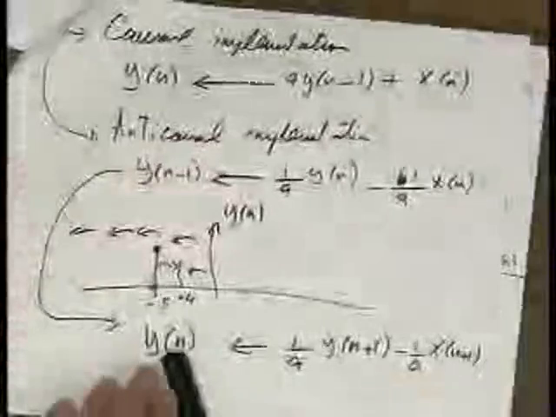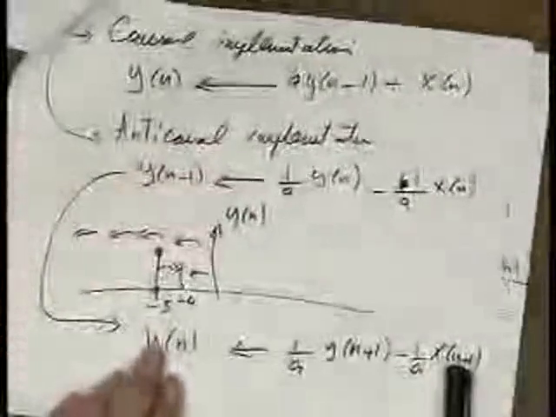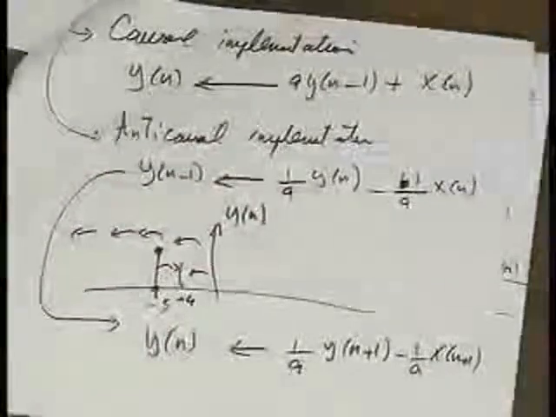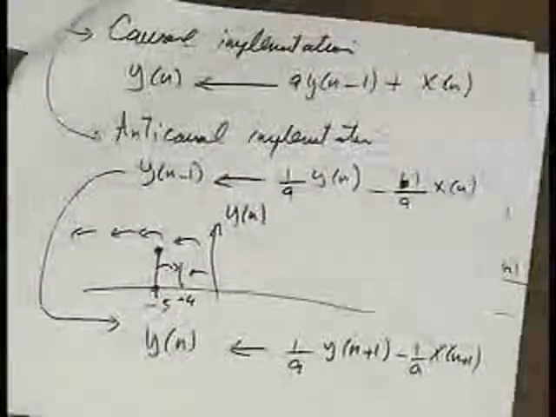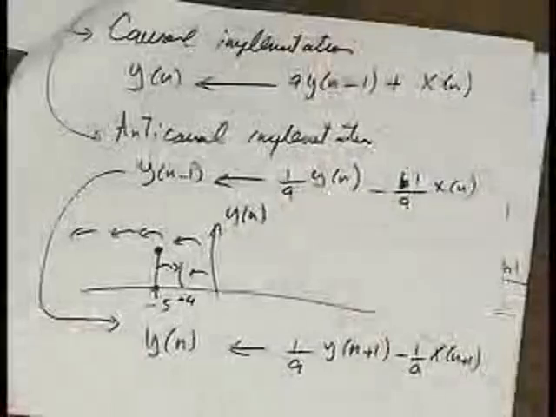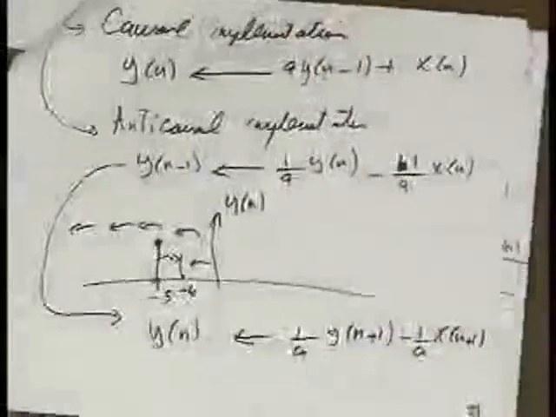In this case, the output at time n depends on the output and input at time n plus 1. So this is the anti-causal realization of the same difference equation. So a given difference equation, in this case first order, can have two different implementations or realizations, one causal, one anti-causal.